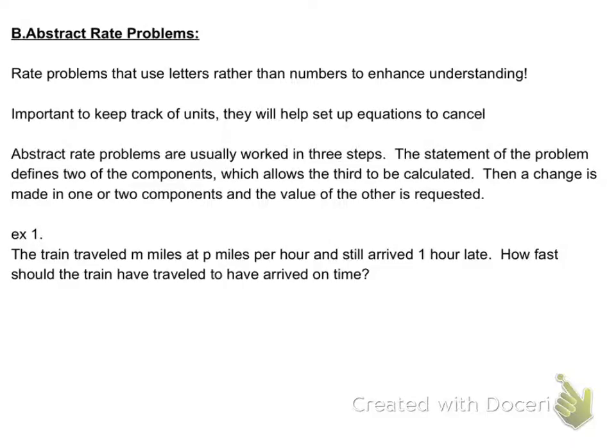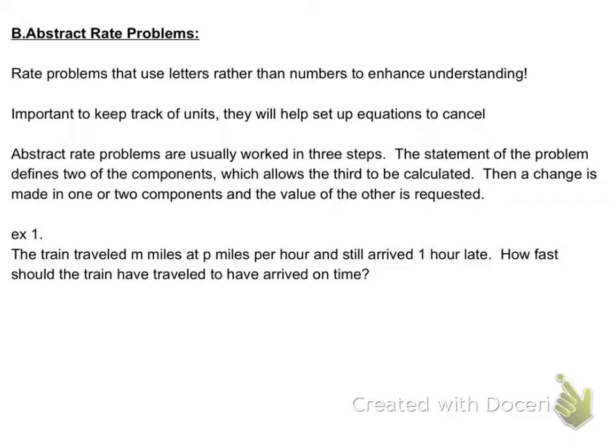So the first example says the train traveled m miles at p miles per hour and still arrived 1 hour late. How fast should the train have traveled to arrive on time? Okay, the first time around, it gives us 2 pieces of information. He's traveling m miles at p miles per hour. That's a distance and a rate.